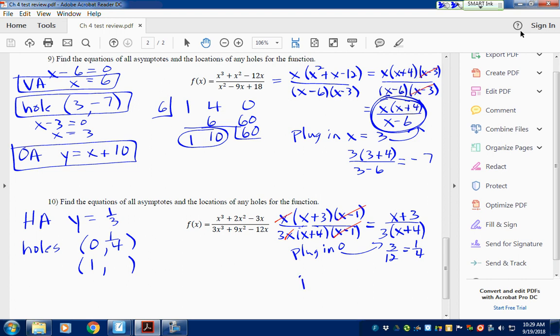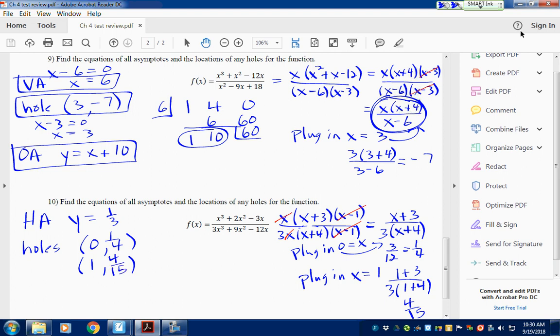And then I'm going to plug in x equals 1. This was x equals 0. Now plug in x equals 1 here. So I have 1 plus 3 over 3 times 1 plus 4. So I get 4 over 15, it looks like. So this y coordinate is 4/15. So I've got both of my holes.